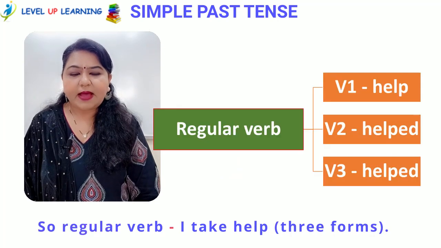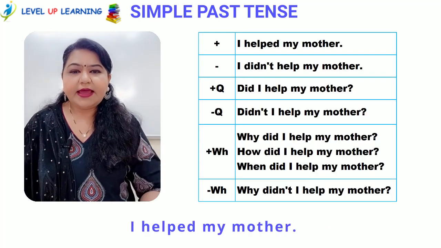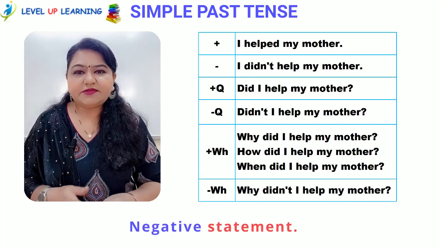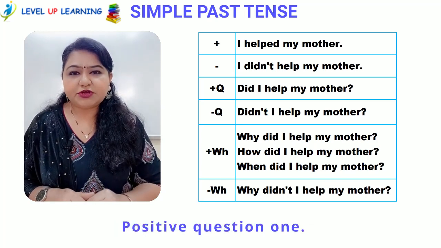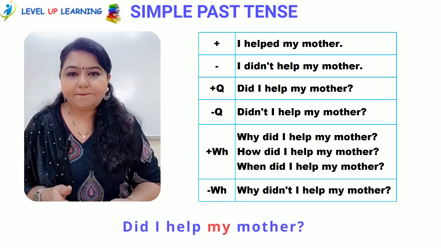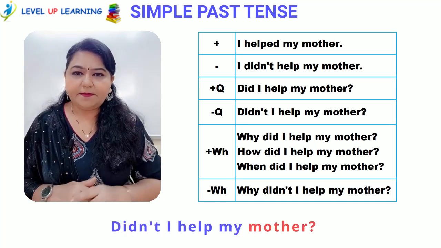So regular verb, I take help. Three forms: help, helped, helped. Positive statement, I helped my mother. Negative statement, I didn't help my mother. Positive question 1, did I help my mother? Negative question 1, didn't I help my mother?